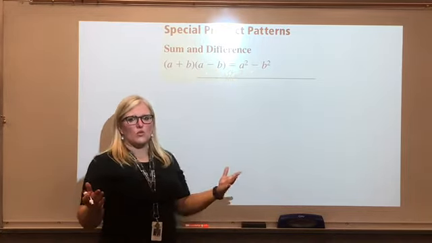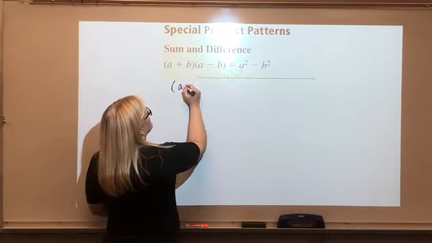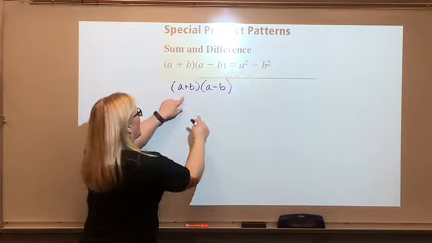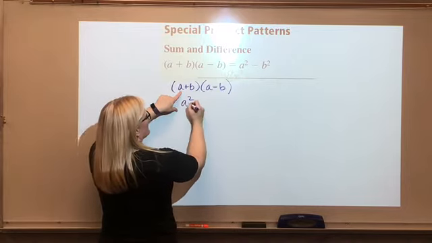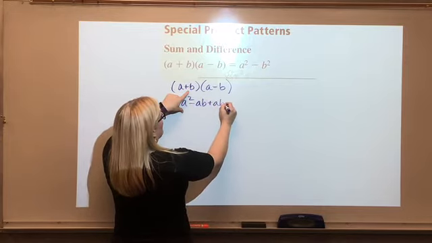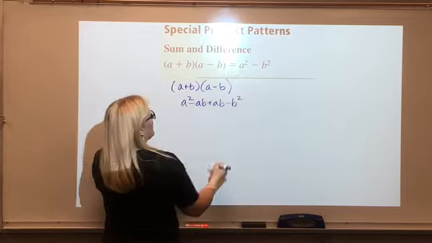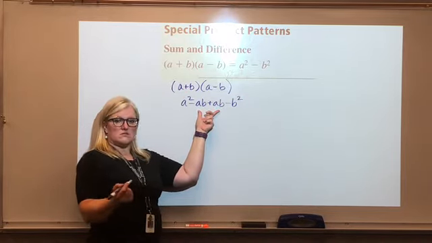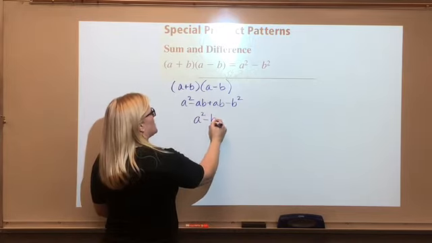And let me just show you why this works. So I've got (a + b) times (a - b). And if I FOIL, I get a times a is a², a times negative b is negative ab, b times a is positive ab, and then b times negative b is negative b². And so look what happens to the two middle terms. They cancel each other out. So I'm left with a² - b².